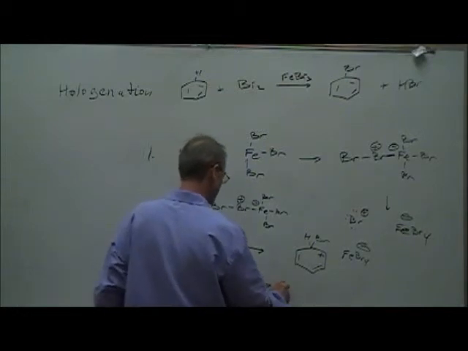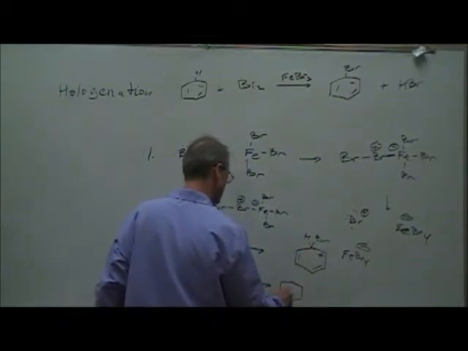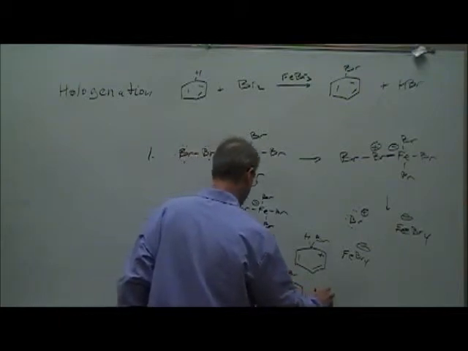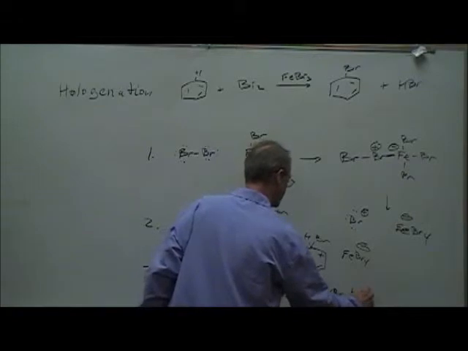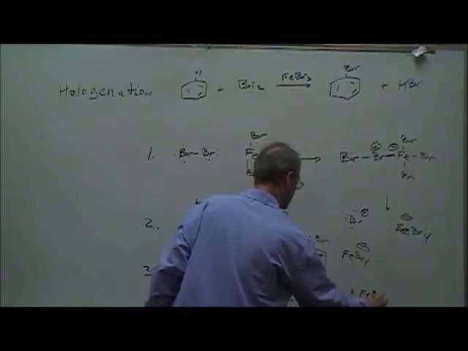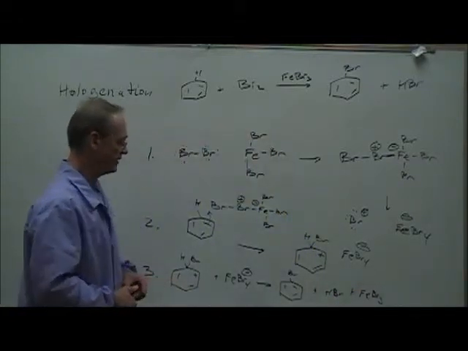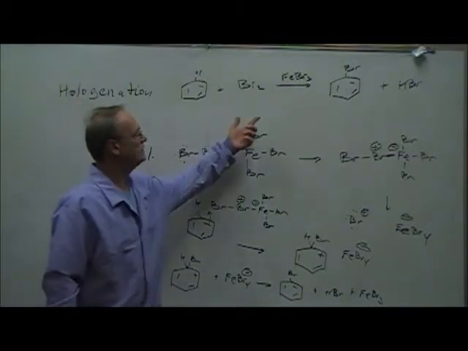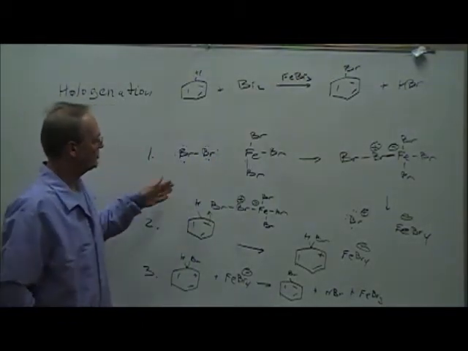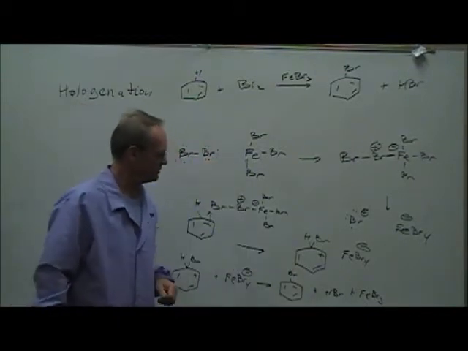So we'll end up with the benzene ring restored with its bromine plus HBr plus FeBr3. And then the FeBr3 is ready to go back and restart the first step. So again, it's a catalyst and it's written with an arrow because it goes into the mechanism here and comes back out of the mechanism there.